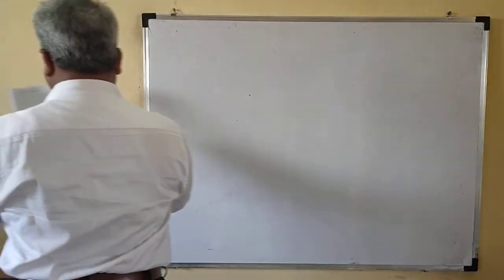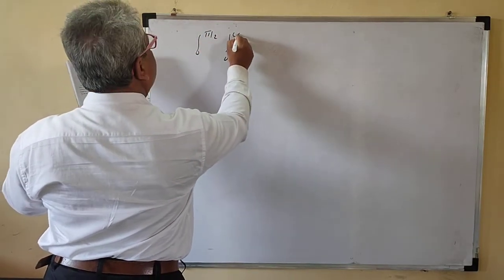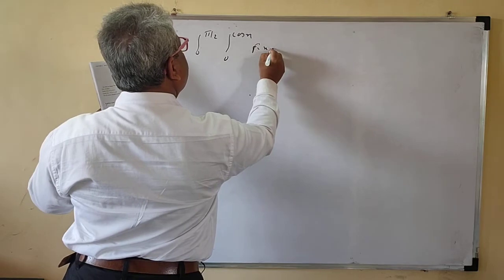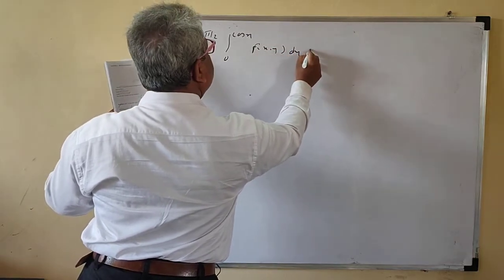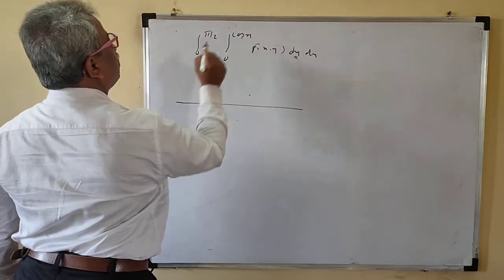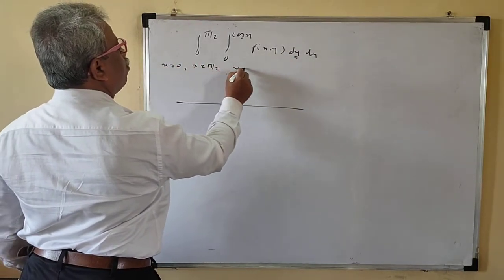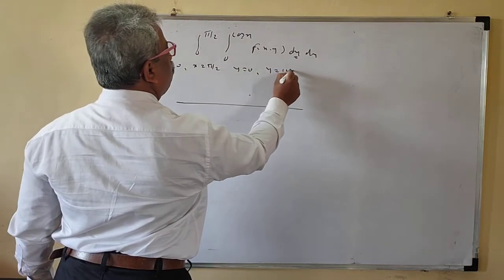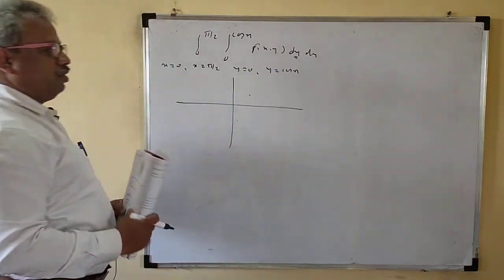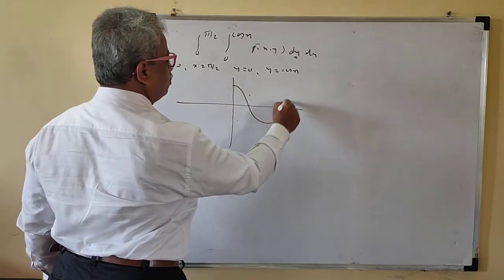Now suppose you have this integral, 0 to pi by 2, 0 to cos x, f of x y, dy dx. Here y is a function of x. x is equal to 0, x is equal to pi by 2, y is equal to 0, y is equal to cos x. You have to draw this graph. Y is equal to cos x is a graph like this.